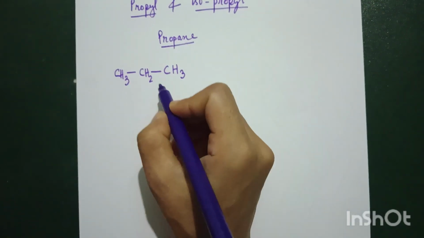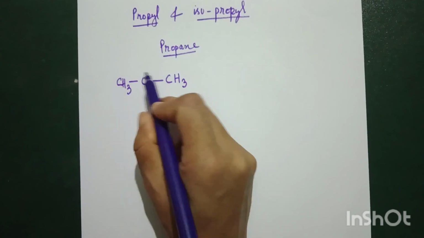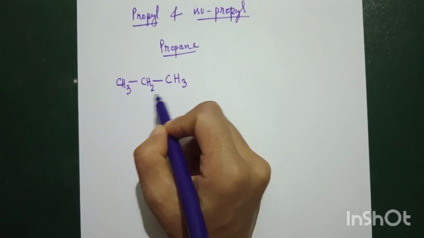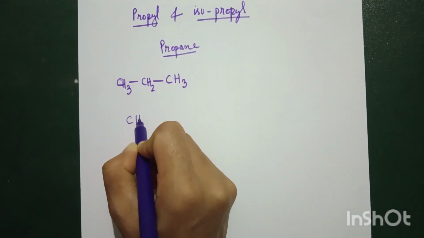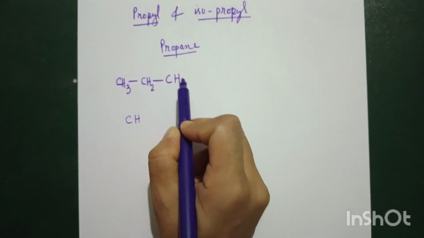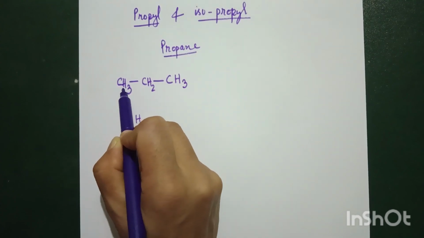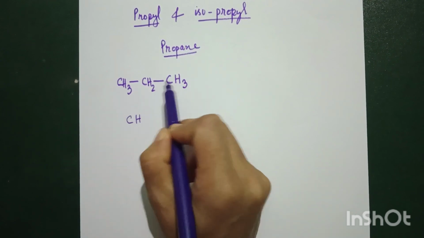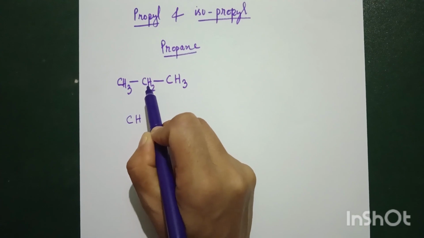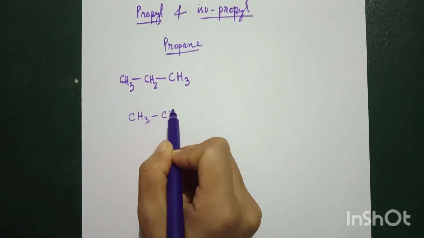Let us turn it into propyl. Removing any H from this propane chain turns it into propyl. So let us remove one of the hydrogens. Now let us see how many types of hydrogens are here. This is CH3 and this is also CH3, and both are terminal hydrogens, so these two are the same. This one is different. So we have two types of hydrogen. Let us remove each hydrogen one by one.